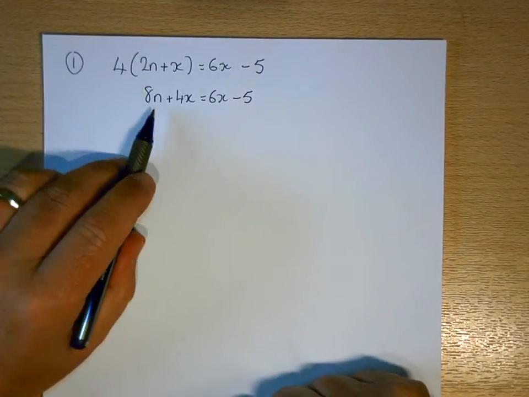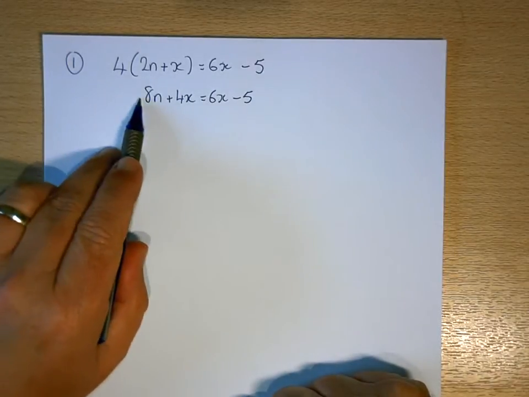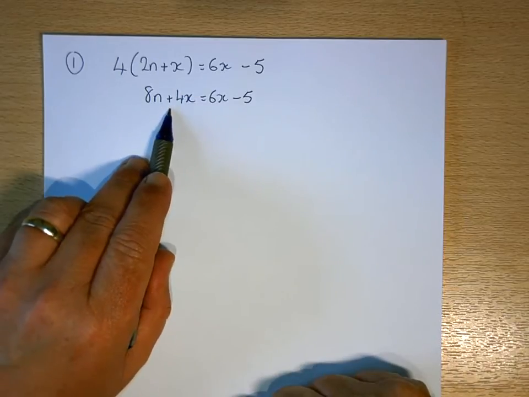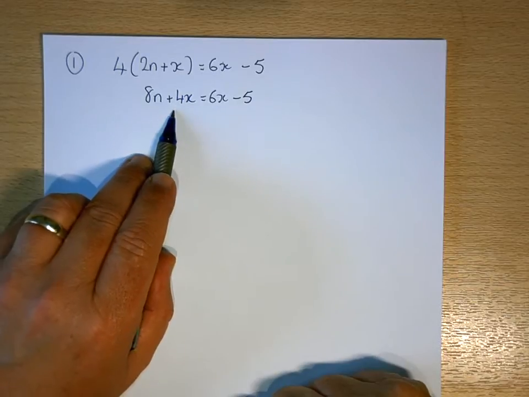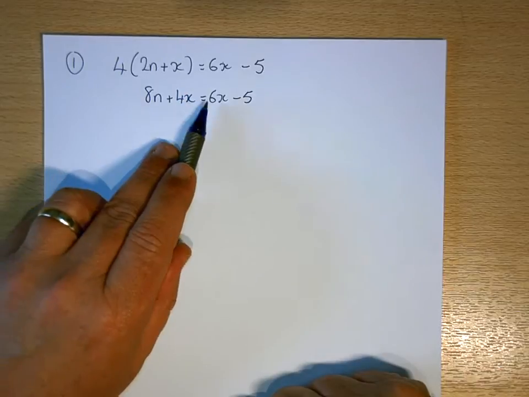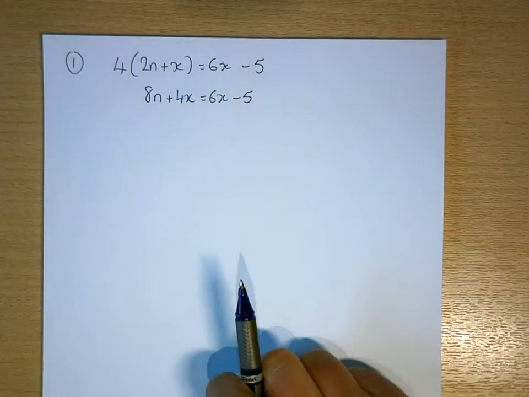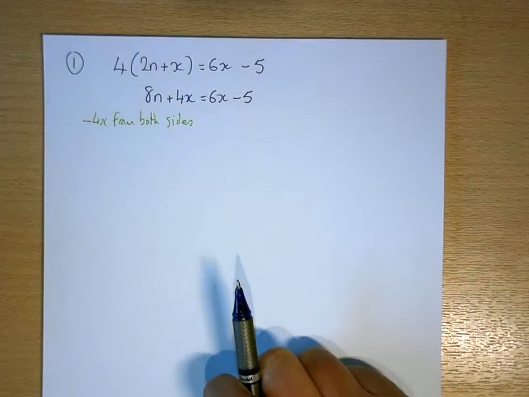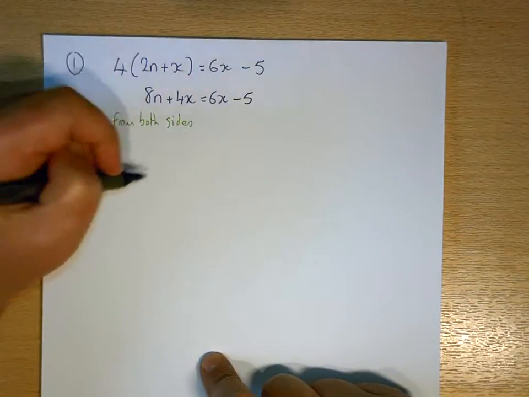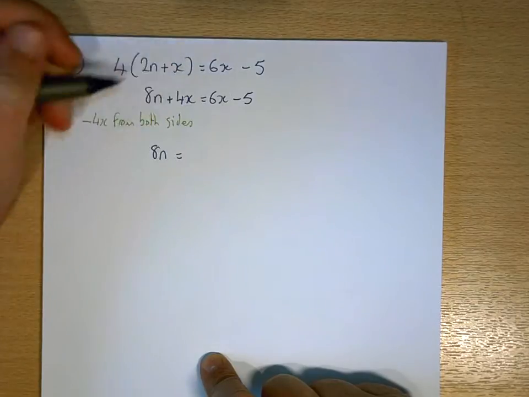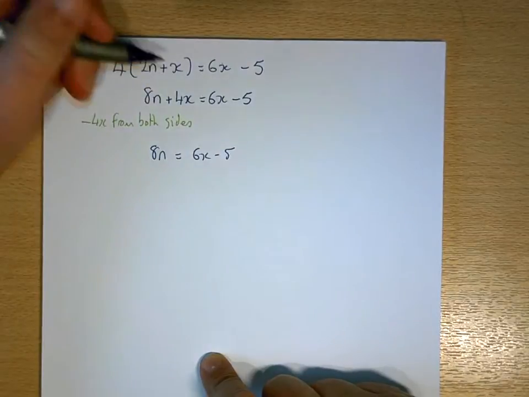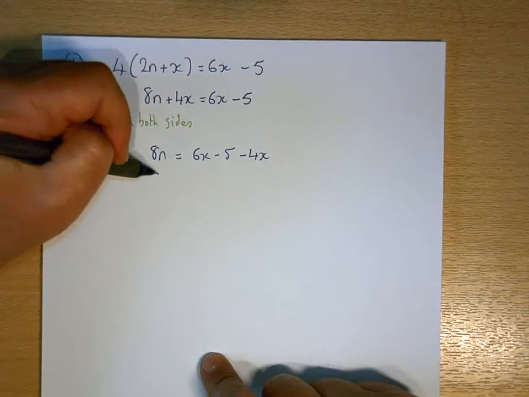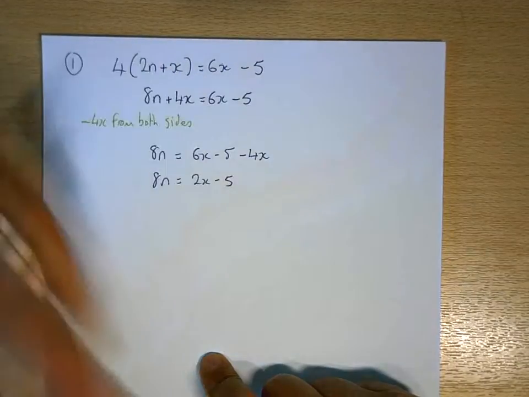Now we want to get the n on its own, so we need to get the 8n on its own first of all, and then deal with the 8. So the first thing we need to do is deal with this plus 4x. In order to get rid of that plus 4x, I've got to do the opposite of adding 4x, which is to subtract it. If I'm going to subtract 4x from that side, I have to do it to the other side as well. So I'm going to take 4x from both sides. That leaves me on the left hand side 8n, because I've got rid of that, and on the right hand side I've got the 6x take 5, which was already there, and now I'm taking off that 4x as well. Now I can simplify that, because 6x take away 4x is 2x take away 5.